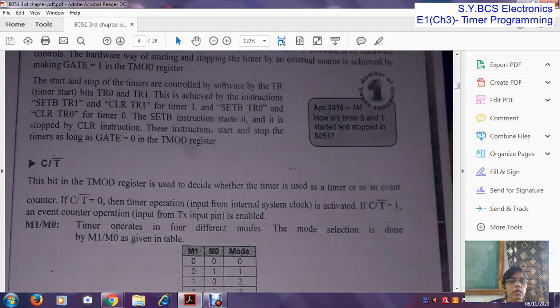Okay, now the next bit is counter or timer. The timer 0 and timer 1 in the 8051 can be used for dual operations.